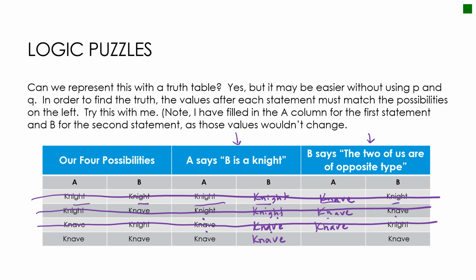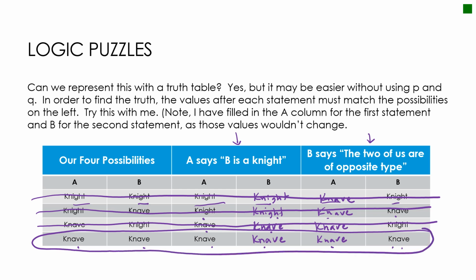And looking at the last one, B is a knave. He's telling me a lie in saying that they're opposite types, so A must be a knave. So now I have knave, knave. Looking at this row, or this column, I have knave, knave, and here I have knave, knave. Because it worked out the same for my original statement, and after each of the other statements, that is the only way that this could work logically.